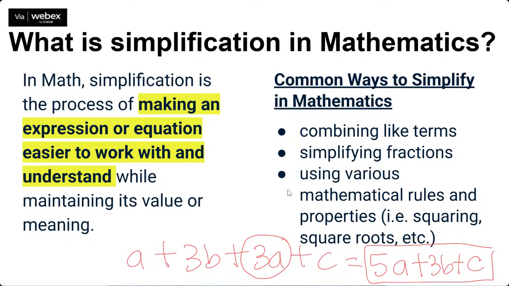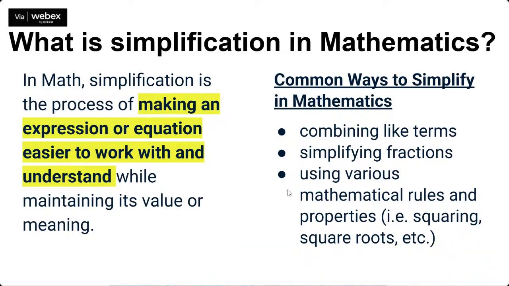Okay, I'm going to erase the screen here. Another way to simplify is to simplify fractions. If we had 12 over 24, this can become even more simple. How do we do that? We have to find the greatest common factor.